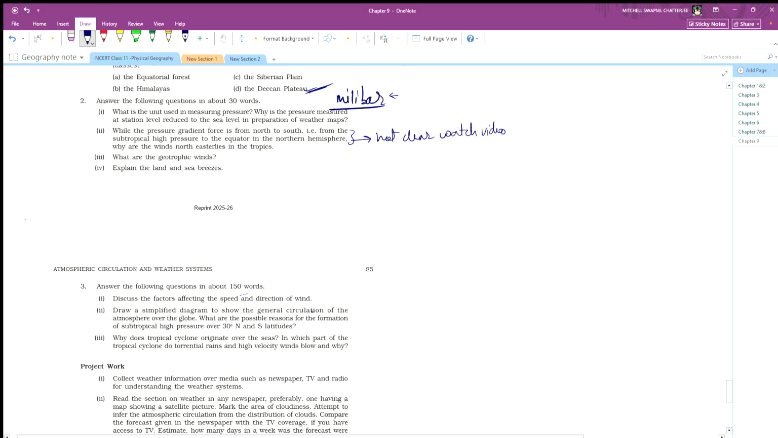Draw a diagram of the general circulation of the atmosphere. These can be done by directly copying from the actual material of the chapters.